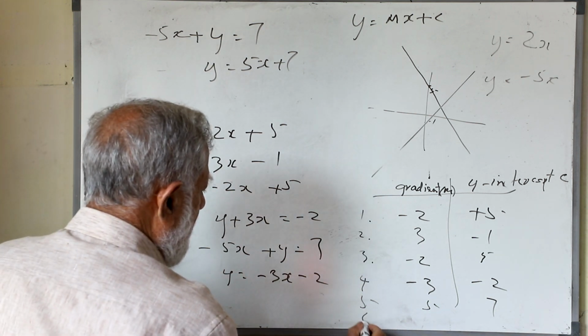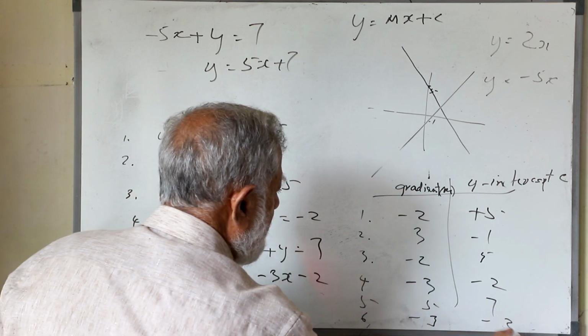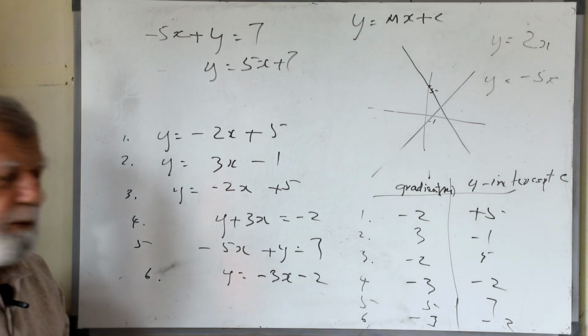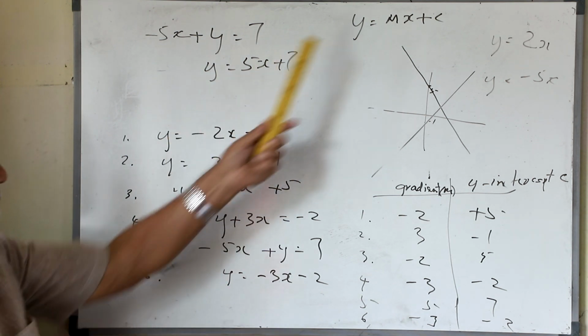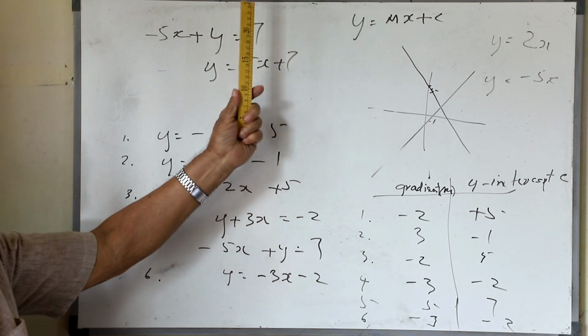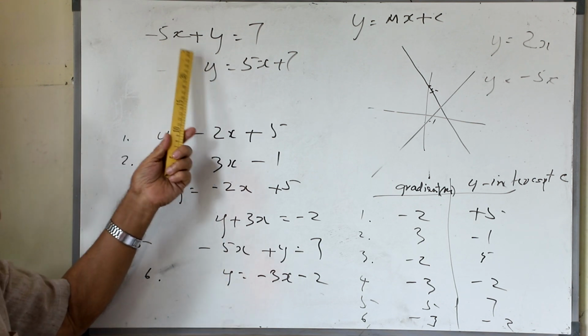So the gradient is minus 3 and minus 2. So children, you have to be careful to see that the equation is in the form y is equal to mx plus c. Only when it is in that form can we write down the gradient and the y-intercept. When it is not in that form, you have to convert it to that form.